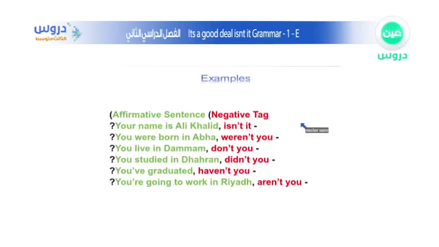Okay, let's ask about a fact, for example. The capital city of Saudi Arabia is Riyadh. I know this information, but just to make sure, I ask, isn't it? Okay, good job. So let's move on to the next slide.